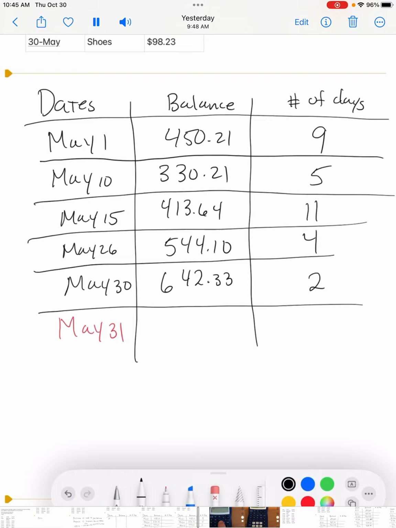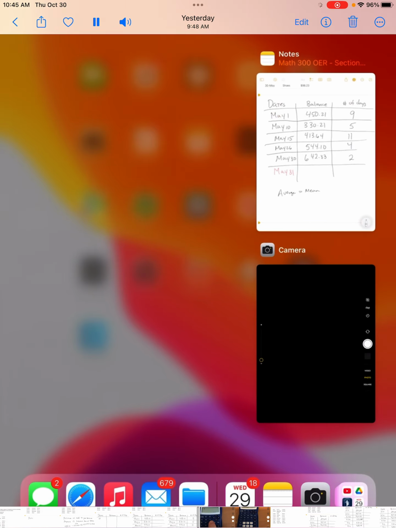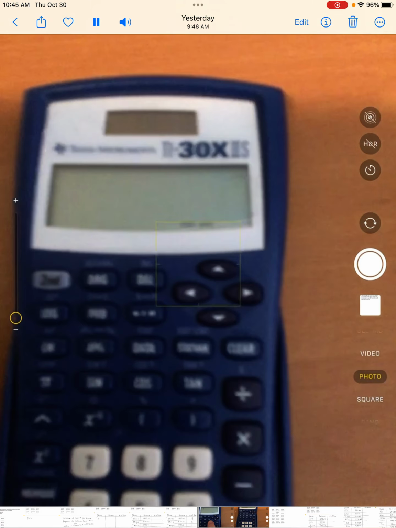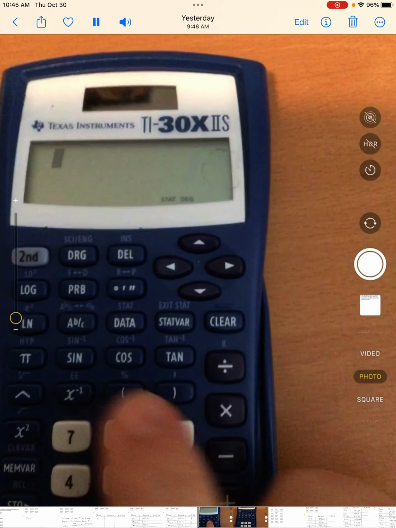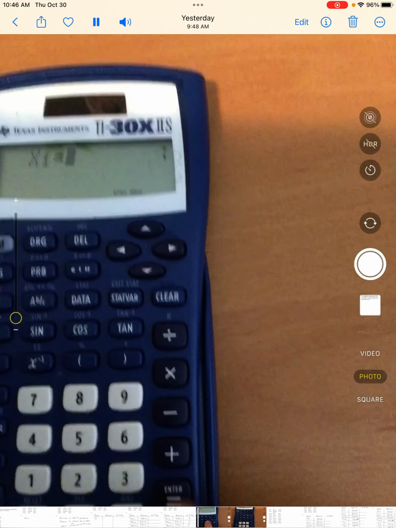Average is equal to the mean. And you know how to use your calculator to find the mean. Okay, so how do we use our calculator to find the mean? Let me remind you. So I think I can bring this over here and manipulate over to my camera. So as I go to my camera, here's my calculator. And you know what we're entering in. We're entering in data.